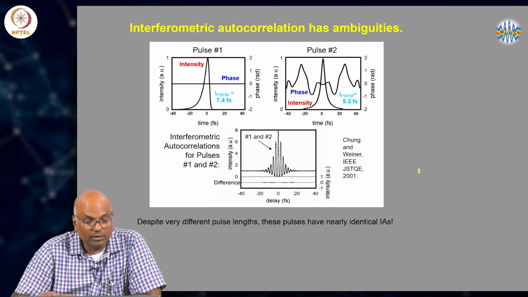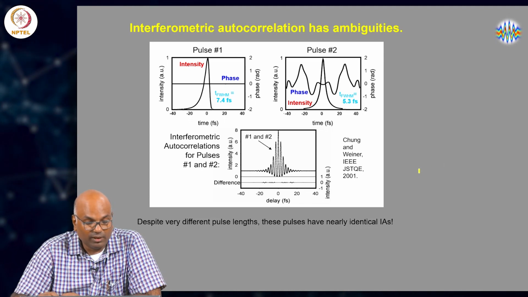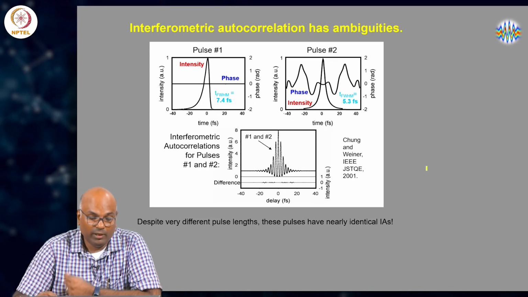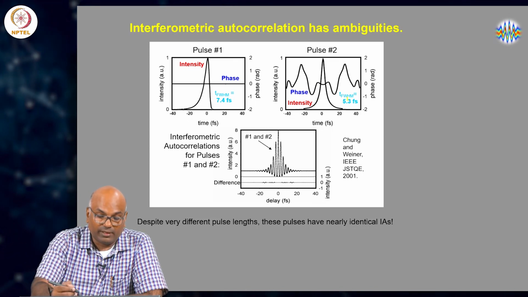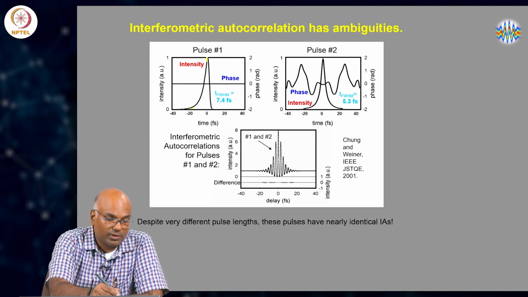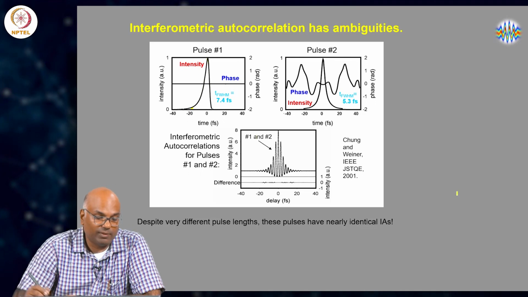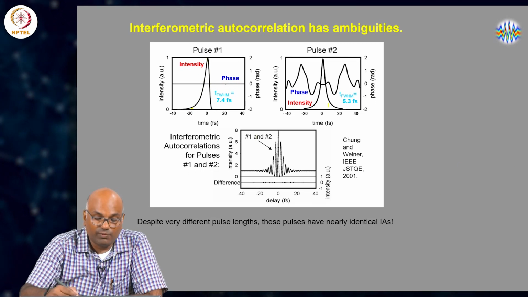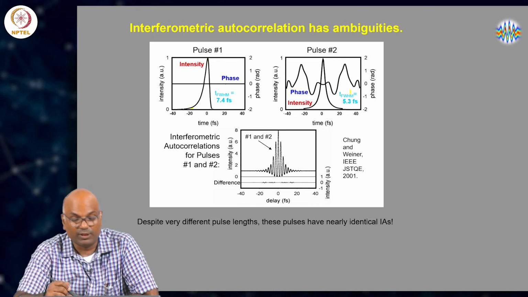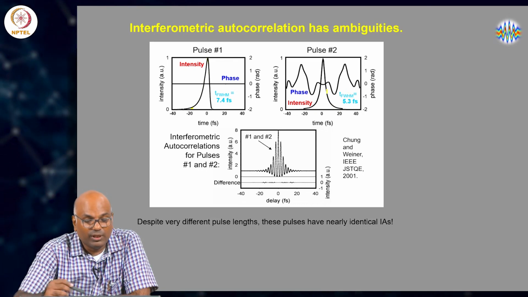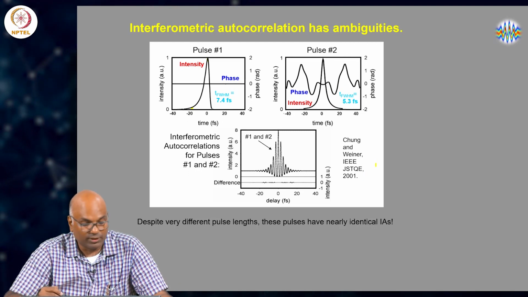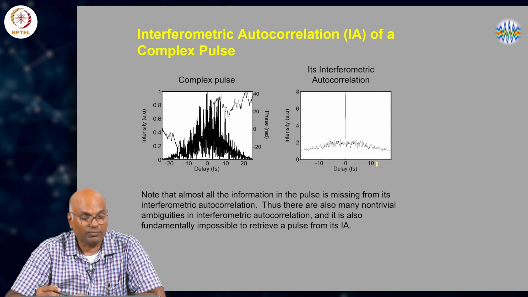We again showed that the interferometric autocorrelation of two different types of pulses, one where the envelope is symmetric and has a sort of gradual rising and a steep falling edge, and this very nicely symmetric pulse, which is in fact even shorter in terms of its measure of full width at half max. So, these two pulses lead to the same kind of autocorrelation trace.